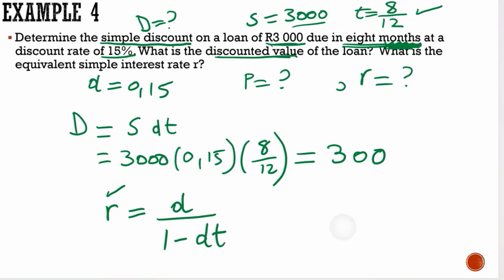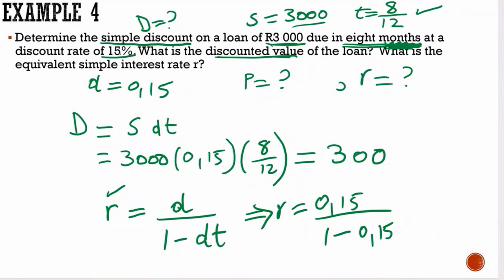So now this implies that your R is equal to, what is your discount? It is 0.15. You've got your 0.15 over 1 minus, what is your D? It is 0.15. And then what is your T? Your T is 8 over 12. You are using this formula. Then your R is going to be equal to 16.67. That is your equivalent simple interest rate.